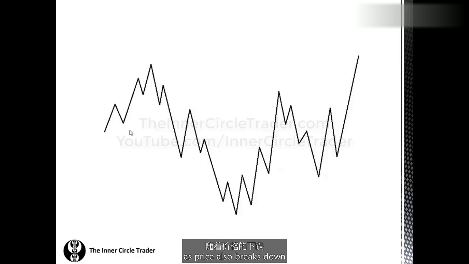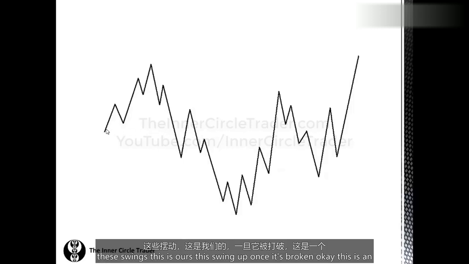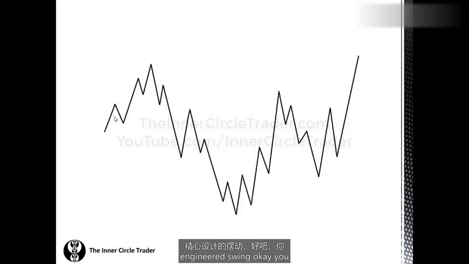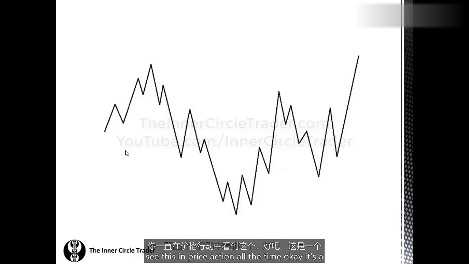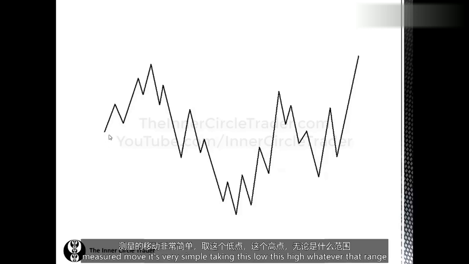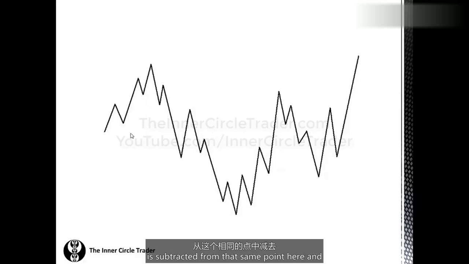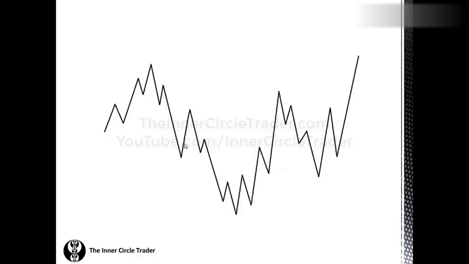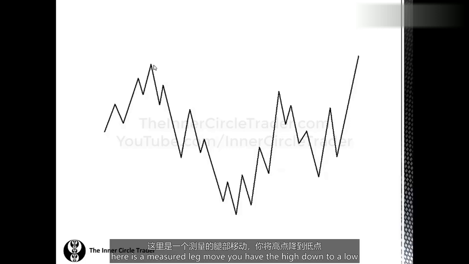Now, as price also breaks down these swings, in other words, this swing up, once it's broken, okay, this is an engineered swing, okay, you see this in price action all the time, okay, it's a measured move, it's very simple, taking this low to this high, whatever that range is, subtract it from that same point here and project it lower, okay, that's the measured swing. Here is a measured leg move.